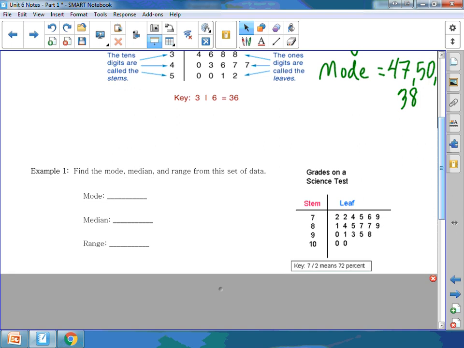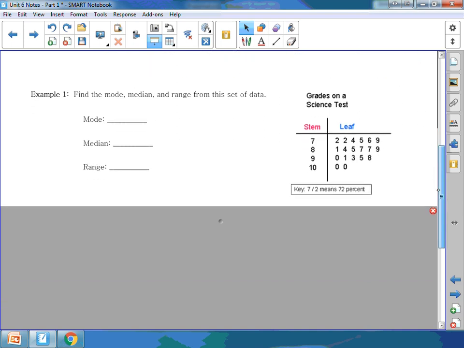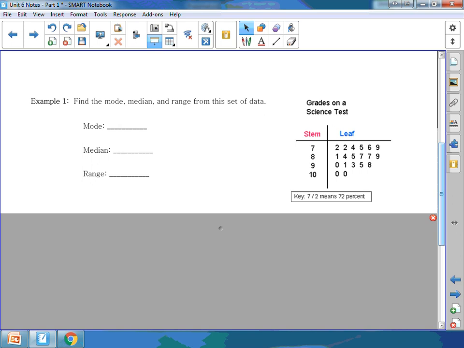So look at this example down here where it's talking about science test grades. And the same thing, we interpret it the exact same way. Now, instead of doing sit-ups, we're doing percentages. So for instance, the 7 with the 2 represents 72%. The 7 with the 9 would be 79%, et cetera, et cetera. So what I'd like you to do, look at this list and see if you can calculate the mode for me. What number or numbers represent the mode here? Any ideas at first glance?